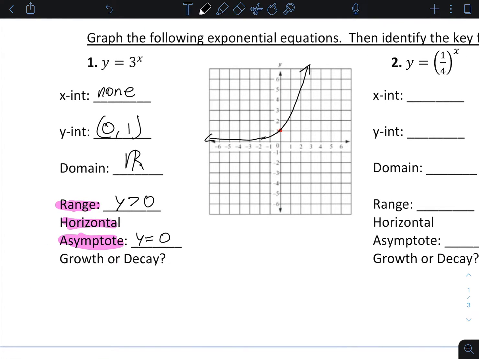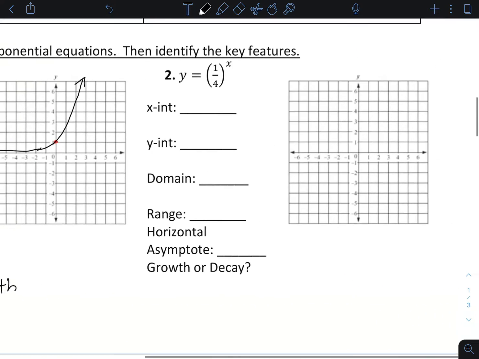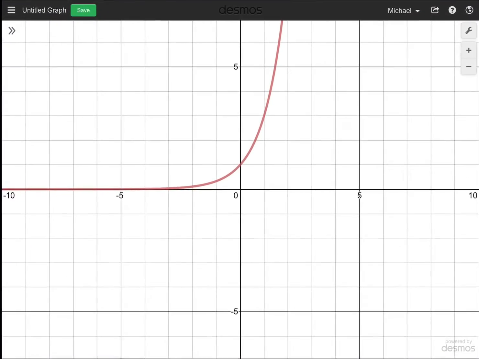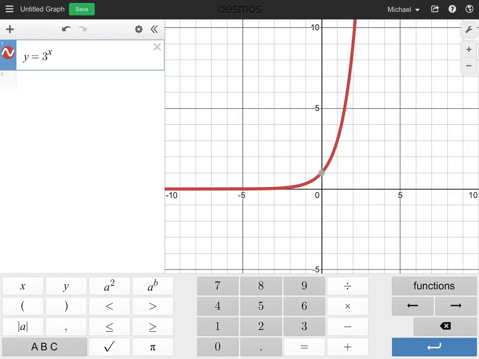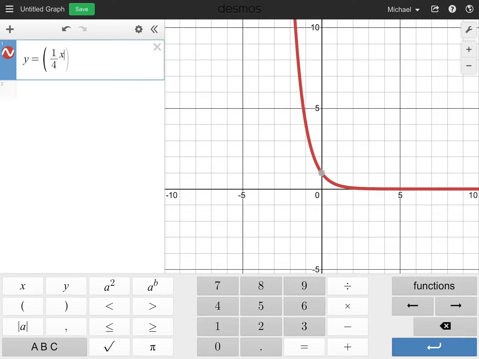And then finally, is it a growth or a decay? Well, it is a growth. And that'll be it for number 1. Let's look at number 2. It's going to be (1/4)^x. So 1 over 4, not 1 in parentheses.